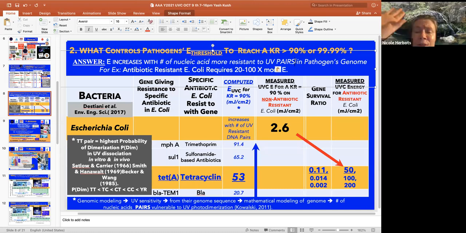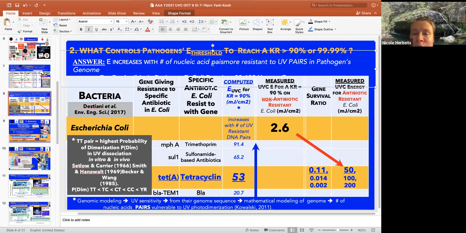No, I'm just going to go nuts here. Energy increases with the number of nucleic acid pairs more resistant to UV. So take the word pairs, put it behind acid. Call them bonds, uppercase, the whole thing, bonds, uppercase, the whole bond.